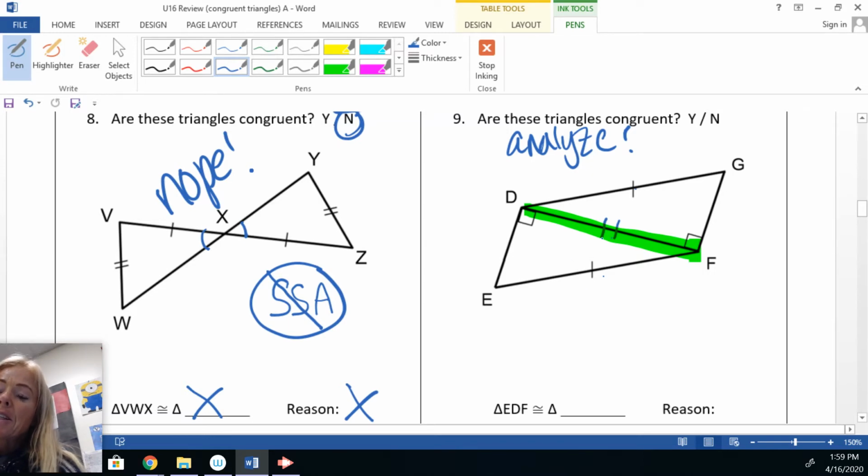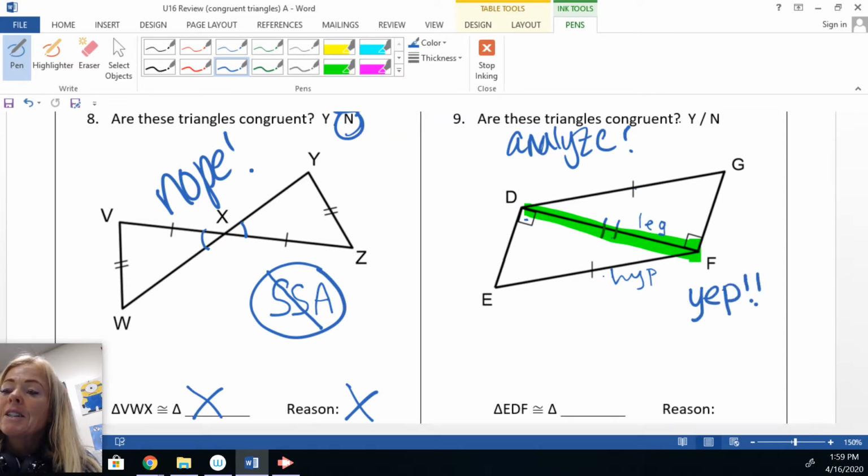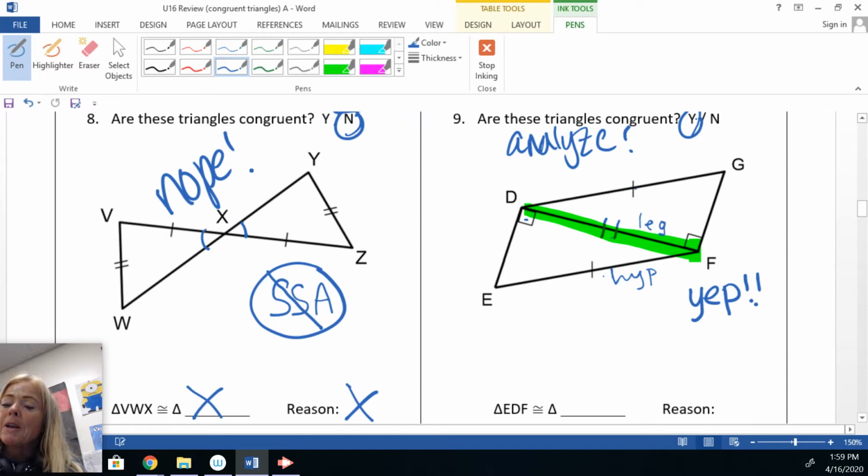Isn't that odd? We have side-side angle, but we have a right angle, and we have a leg, and we have a hypotenuse. So with a leg and a hypotenuse and a right angle, then yes, they are indeed congruent. That's because we have the HL theorem, hypotenuse leg, which only works for right angles.